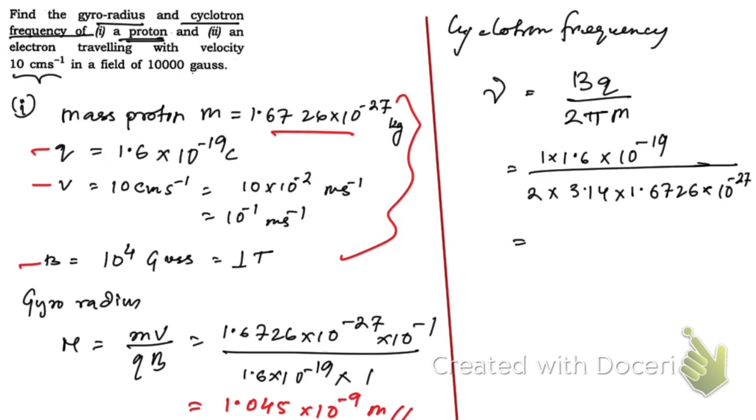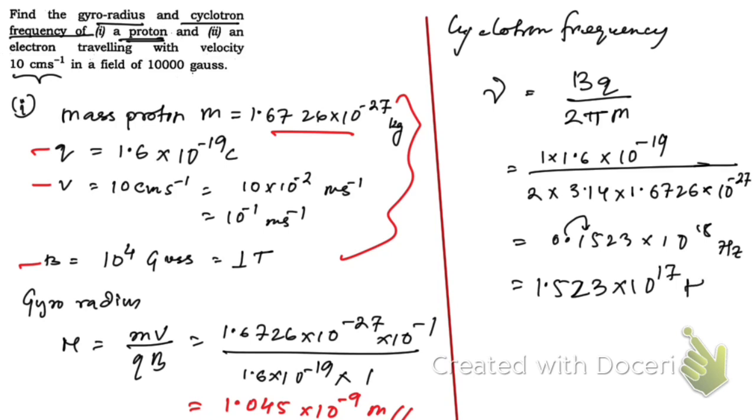So if you calculate this, it's going to be approximately 0.1523 into 10 to the power 18 hertz. So if you write the decimal here, that's going to be 1.523 into 10 to the power 17 hertz, right? That's what we're going to have.